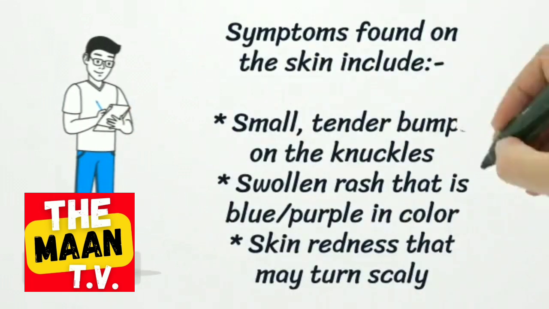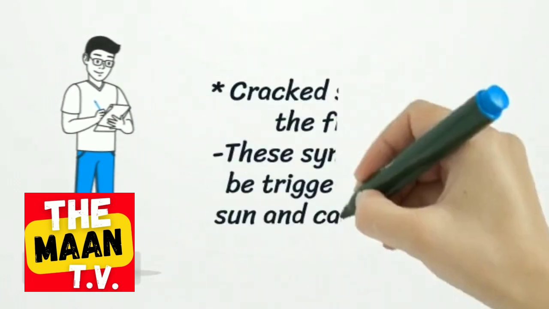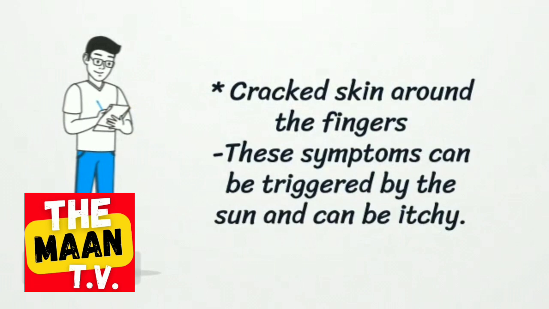Symptoms found on the skin include small, tender bumps on the knuckles, swollen rash that is blue-purple in color, skin redness that may turn scaly, cracked skin around the fingers. These symptoms can be triggered by the sun and can be itchy.